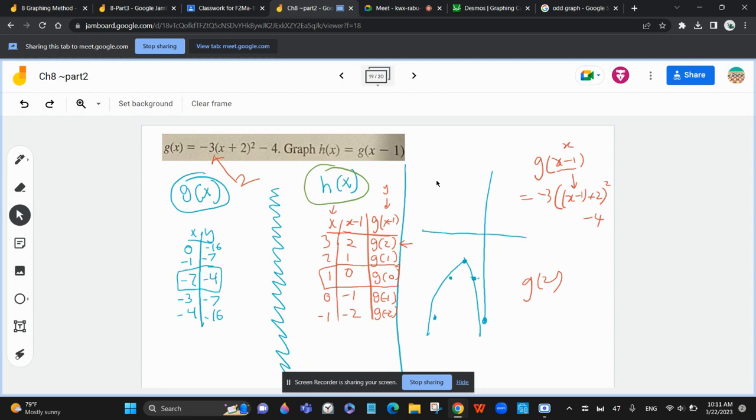So g of 0, we know it is negative 16. G of negative 1, we know is negative 7. And g of negative 2, we can see from here is negative 4. While g of 2 and g of 1 actually is not important. We will not need to plot them, writing them out is okay. So from here you can try to plot the graph.